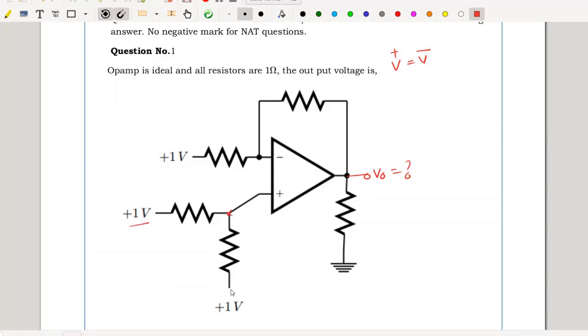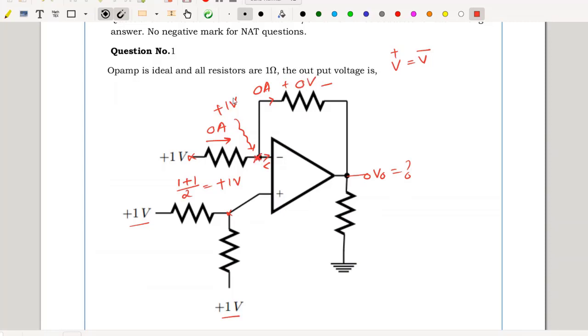Two sources between equal resistors divides equally, so (1 plus 1) divided by 2, 2 by 2, plus 1 volt. My V minus also should be positive 1 volt. Both ends are at the same potential, hence there is no current flow through the resistance. There is no input current, there is no current coming from the op-amp, so this current is also equal to 0, implies voltage across this resistance is also equal to 0.